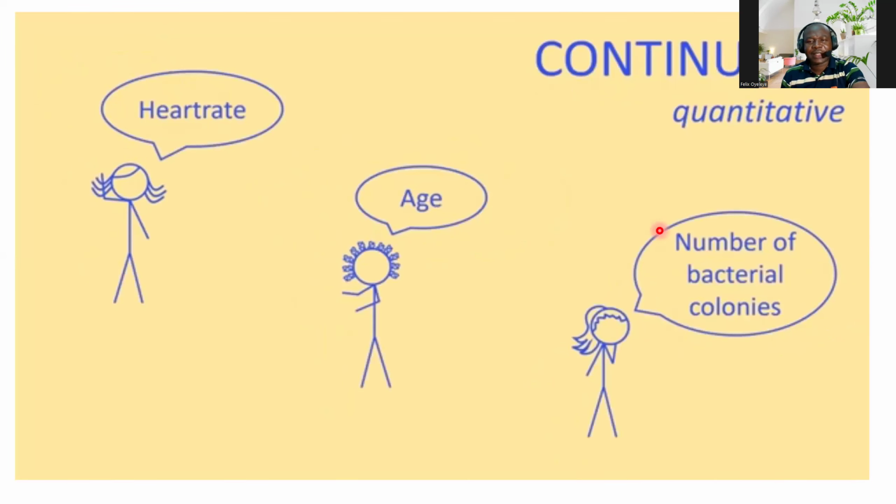Okay, so, and the second one, like I mentioned, is the continuous type of data, which is quantitative data. Now you can be looking at your heart rate as an example. You can look at age. These are type of data that are regarded as continuous data or number of bacterial colonies.